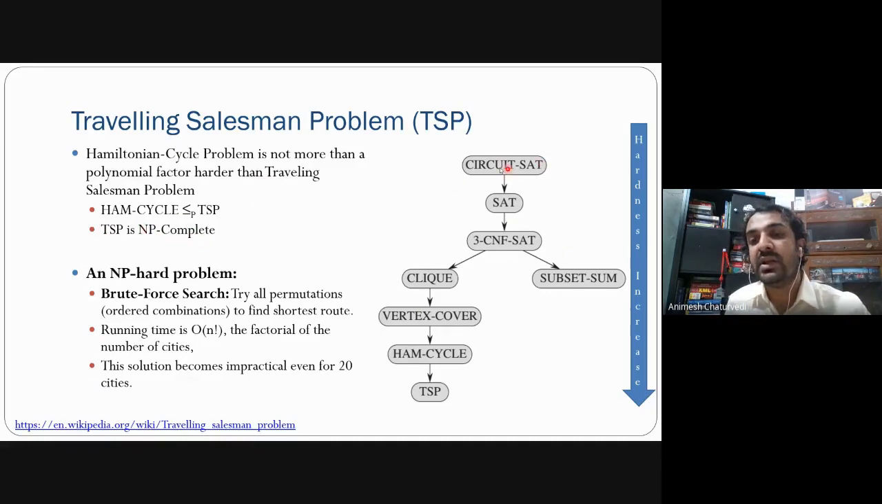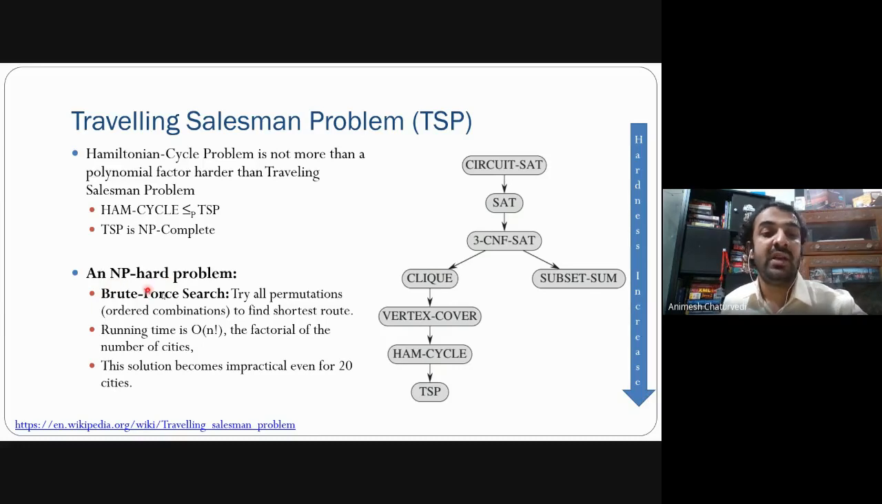This whole thing, circuit set, 3CNF, cliques, subset sum, vertex cover, Hamiltonian cycle, and TSP, these are said to be NP complete because these are reducible to each other, and they are actually not more than a polynomial factor harder than each other. So these are basically the NP complete problems that were defined in the set. So TSP is said to be the hardest as compared to these problems.